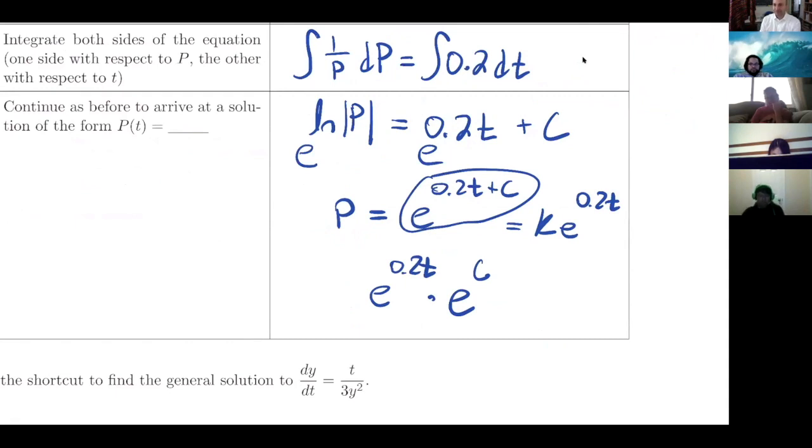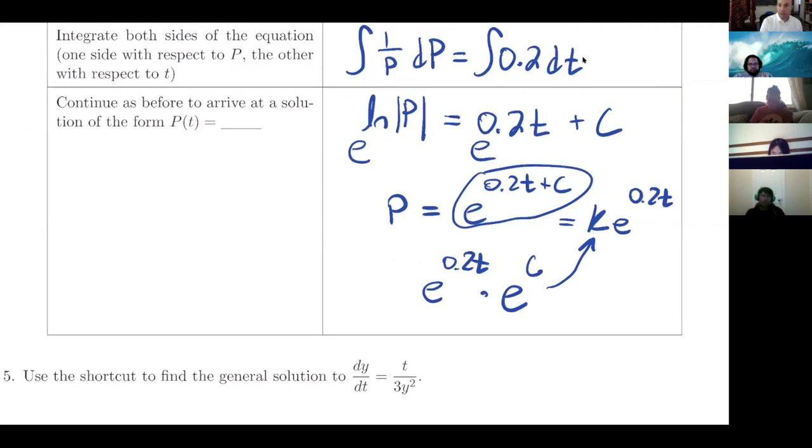Yep, and then e to the c is some arbitrary number that we'll just call a different letter. K. I got you now. Thanks. Yep. Okay, any other questions?